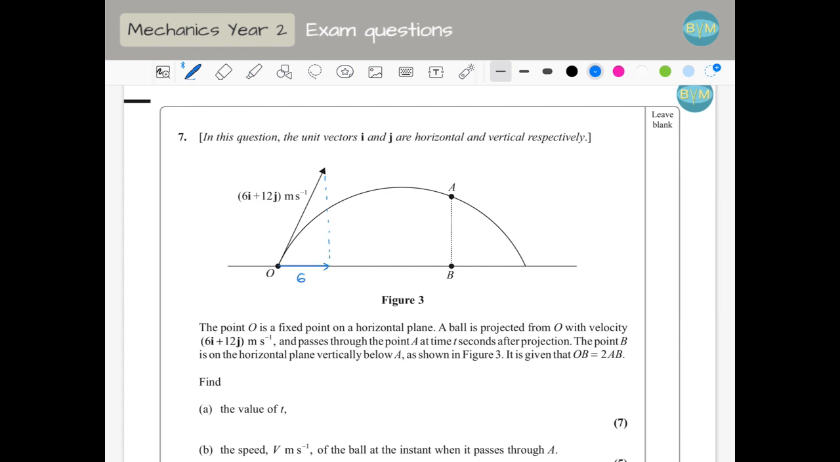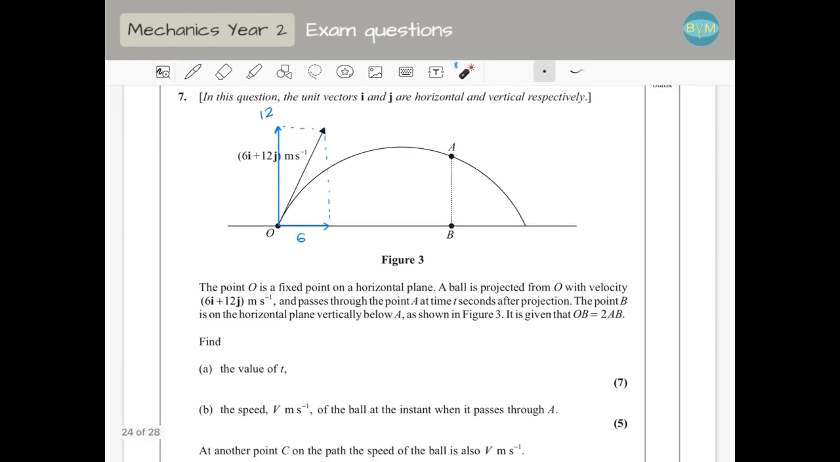So this one is 6, that's the horizontal velocity, which is constant. And this one is the vertical component, which is 12. The ball passes through point A at time t seconds after projection. The point B is on the horizontal plane vertically below A, as shown in Figure 3, and it is given that OB is 2AB.